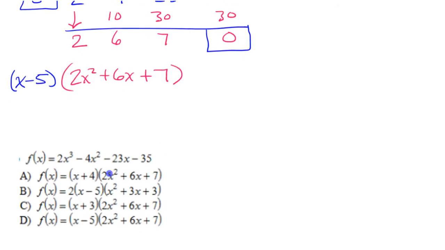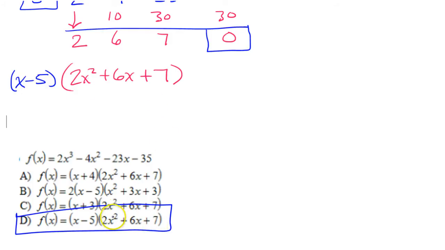Now I could sort of cheat and look at the possible answers and see that none of these have the trinomial factored further. So that means I could find my answer right now, which is option D. x minus 5 times 2x squared plus 6x plus 7.